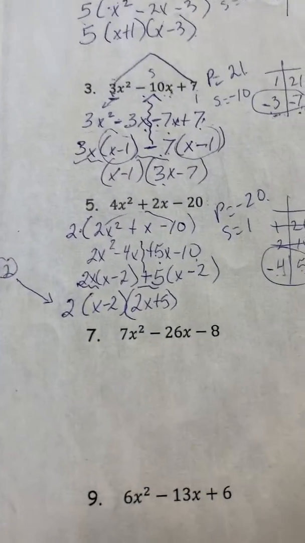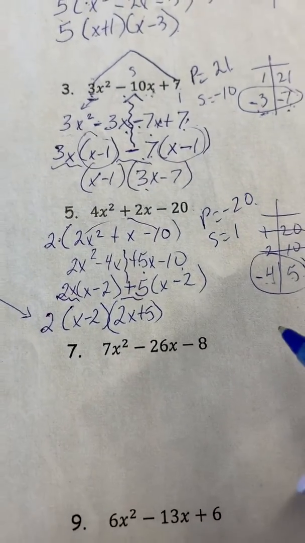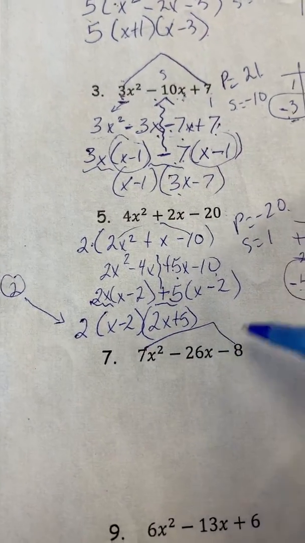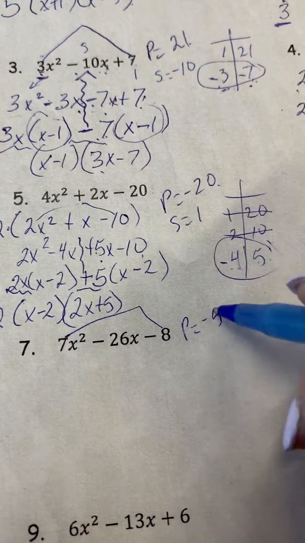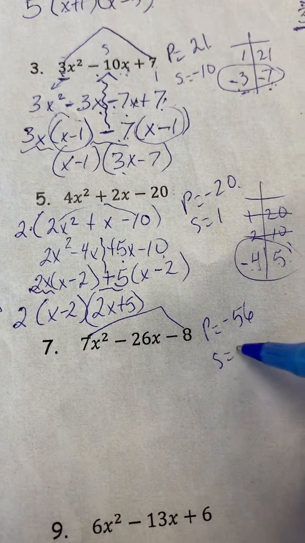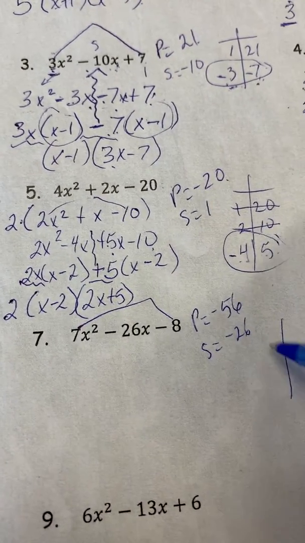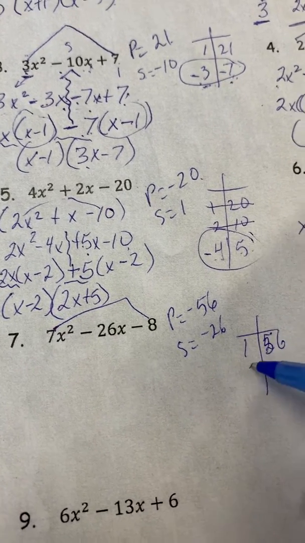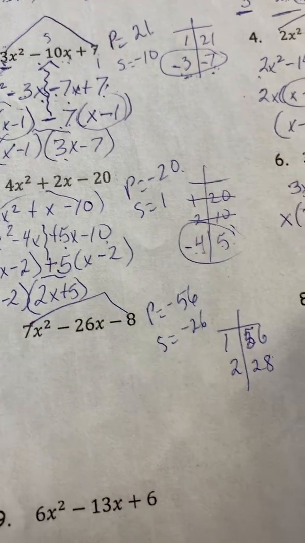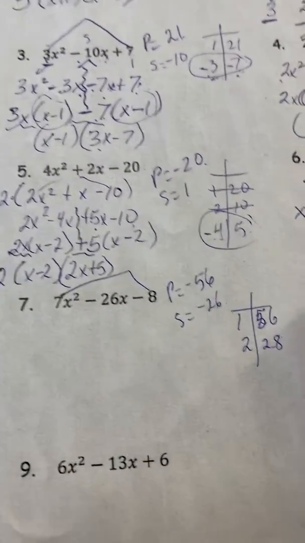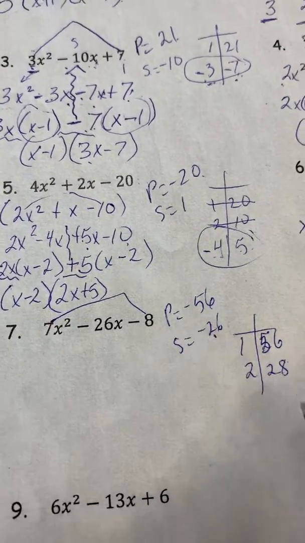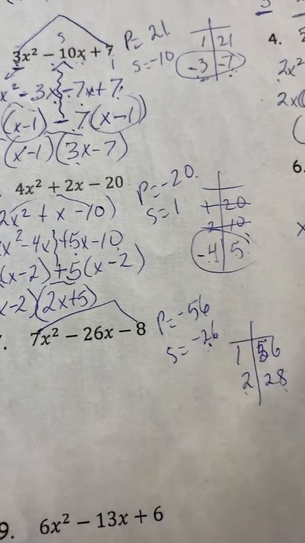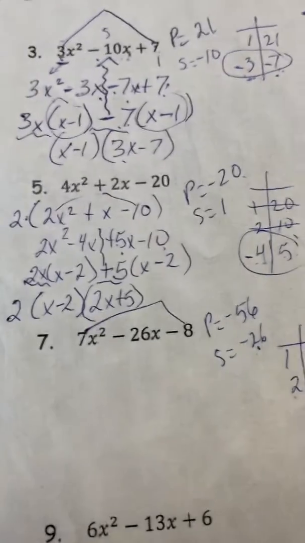Let's move on. Okay, we've got 7x squared minus 26x minus 8. So, times table in here. Product's going to be negative 56, and the sum's going to be negative 26. Here we go, 1 and 56, 2 and 28. And I'm going to stop myself right there because I'm starting to get into the rhythm of these things, and I can see right now that I don't have to keep going with my factors. I know that I can make 2 and 28 add up to negative 26 by making this one negative.